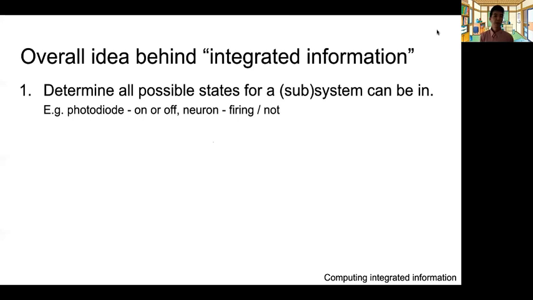So the first procedure is to determine all possible states a subsystem can be in. For example, last week we considered a photodiode, which has 2 states, either on or off. And one neuron we can also consider as either firing or not. But if we start to distinguish different modes of firing or different membrane potentials, then there can be many more states for our neuron.